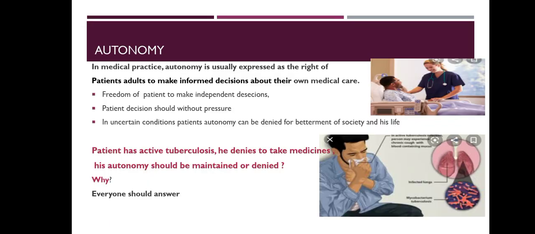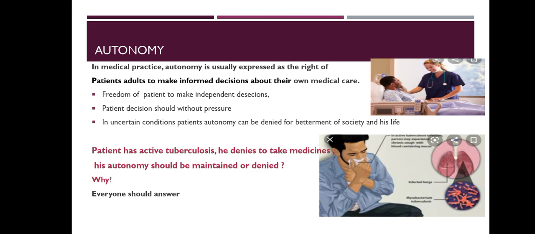Let us talk about each pillar one by one. First of all, I will talk about autonomy. Autonomy is related to patients and healthcare providers, doctors or nurses. Autonomy is the complete right of the patient about any medical treatment, whether he wants to take treatment or not, what type of treatment he wants to take, and any other decision he wants to take about his medical treatment.